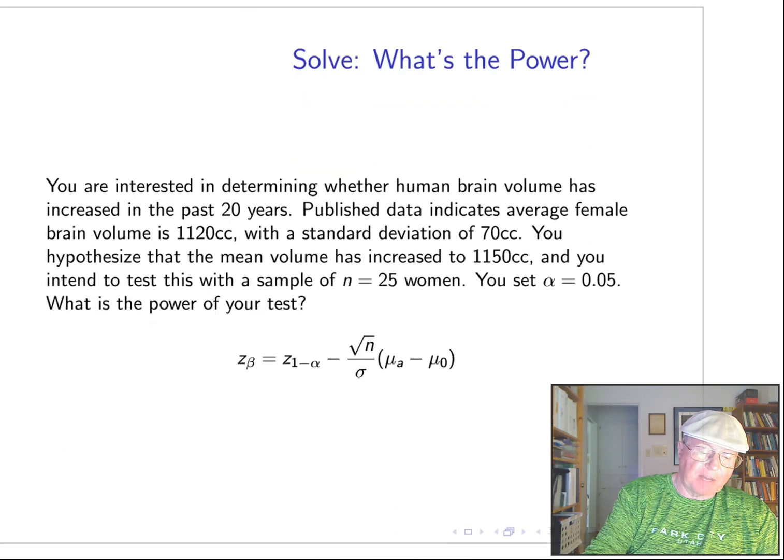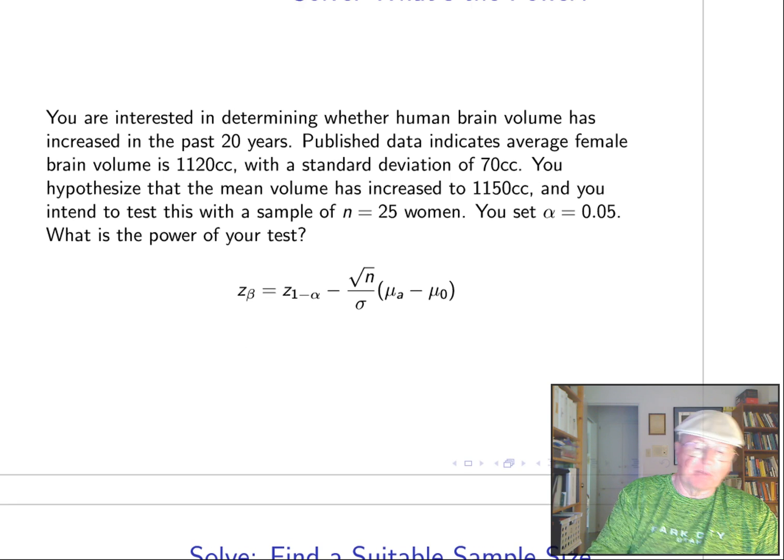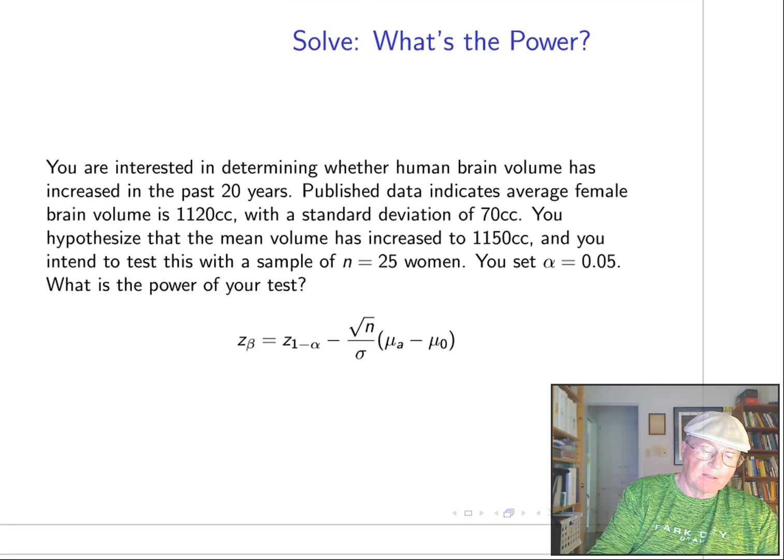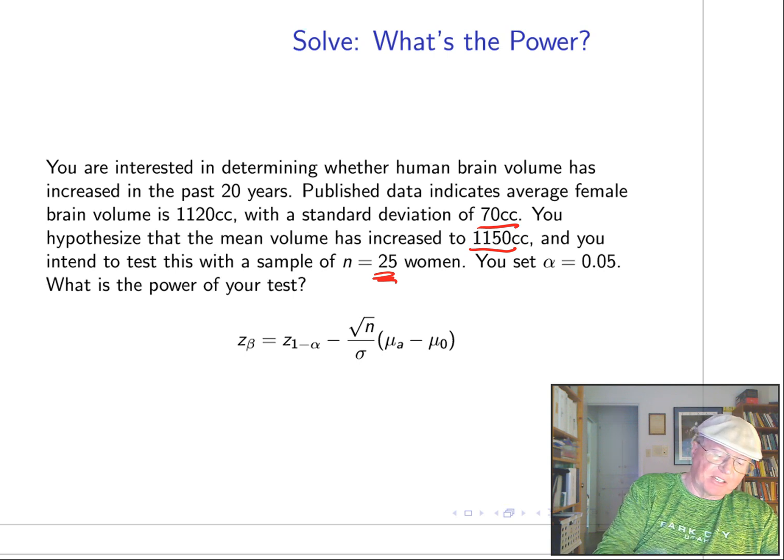So what's the power? I'm determining whether human brain volumes increased in the past 20 years. Published data indicates average female brain volume is 1120 cc's with a standard deviation of 70. I hypothesize that volume's gone up to 1150, and I want to test a sample with 25 women. So let's figure out what the power of my test is.